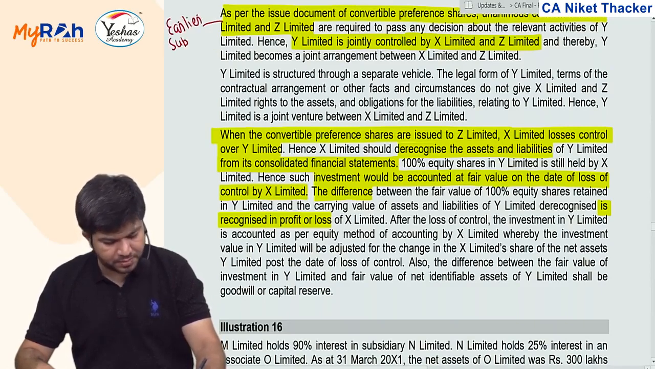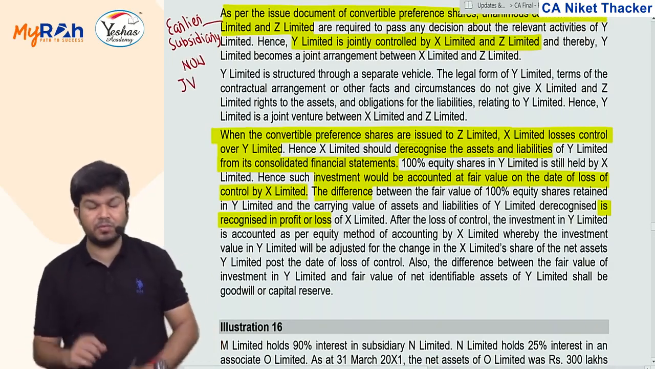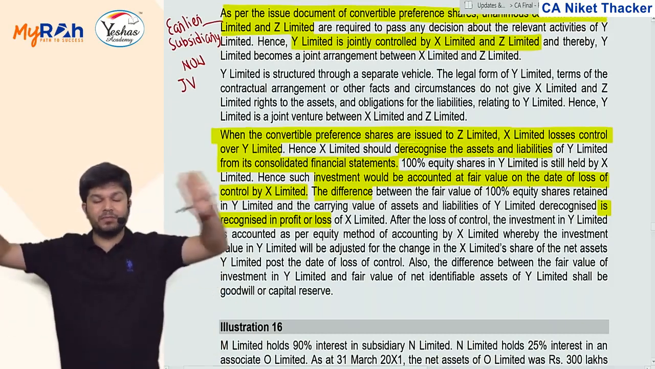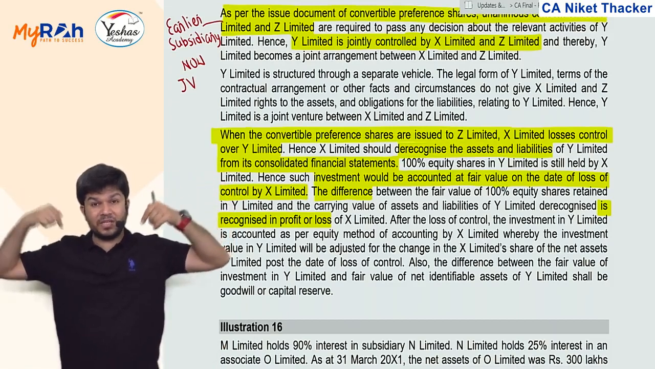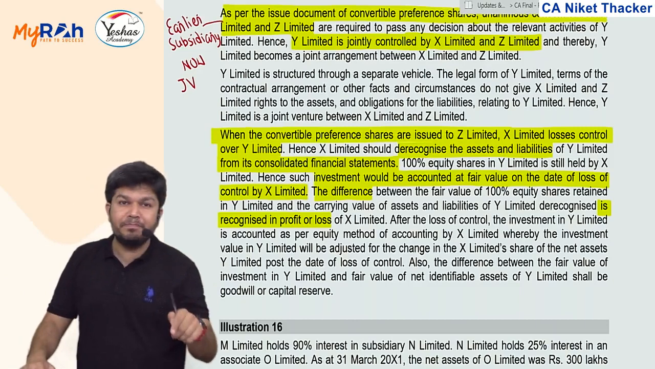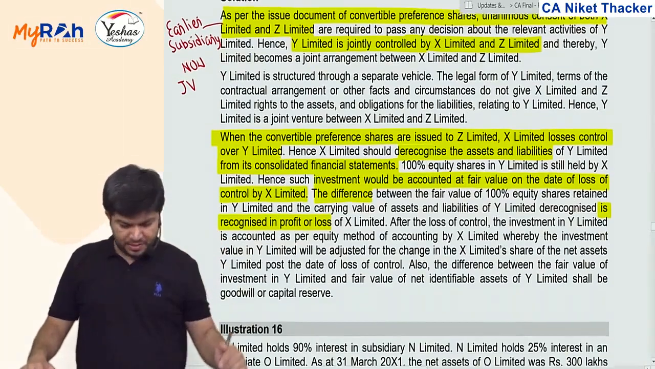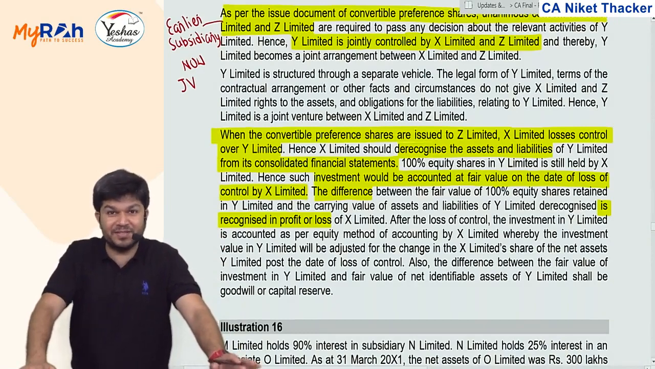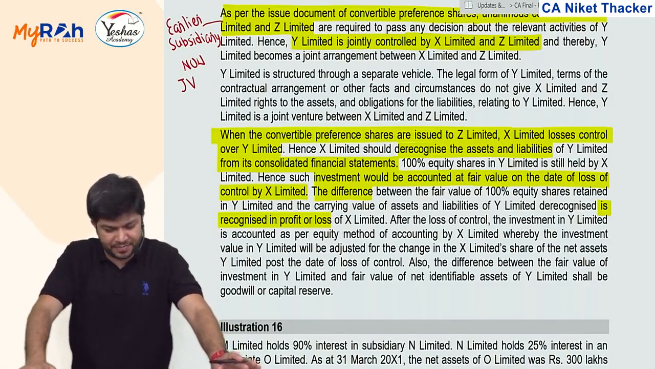Earlier subsidiary, now JV. As it was a subsidiary, we had their assets and liabilities; that will all be removed. Investment in JV will come up at today's fair value. The difference goes in P&L. Done? Yes, we have done this type of question earlier as well.